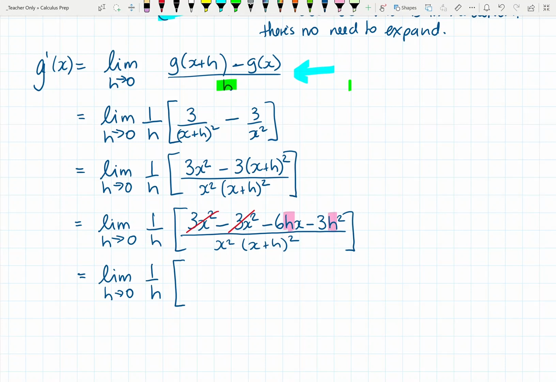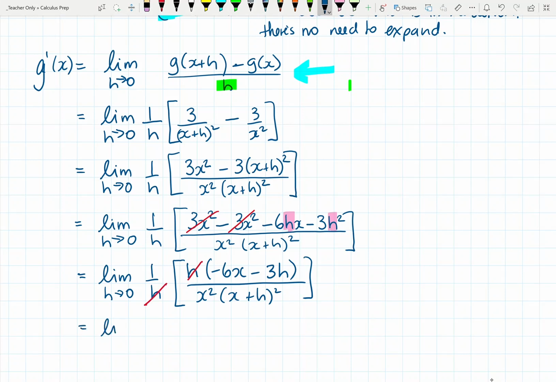There's also a factor of minus 3 between these two terms, but don't factor out the minus 3 because we're not going to cancel that with anything. We're only going to cancel the h, so that's the only factor that you should be pulling out. So it's going to be h outside of minus 6x minus 3h on x squared times x plus h all squared. Now we can cancel our h's, and we are left with the limit as h approaches 0 of minus 6x minus 3h on x squared times x plus h squared.